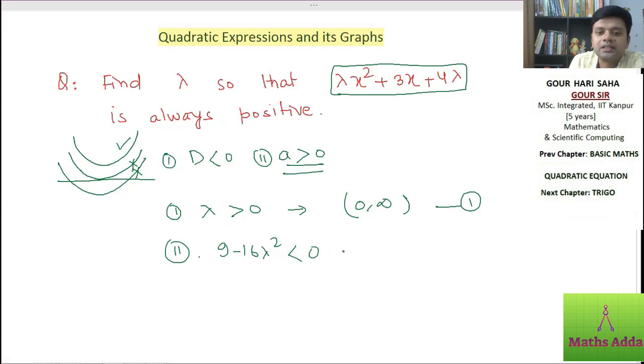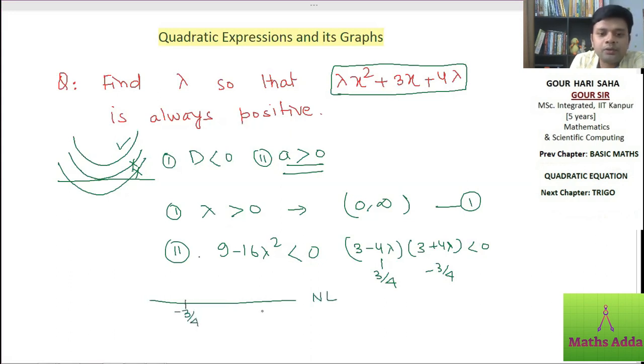How to solve this? Using the sign scheme. You will factorize it. It is 3 minus 4 lambda into 3 plus 4 lambda less than 0. Critical points are 3 by 4 and minus 3 by 4, right? Now plot the number line and apply the sign scheme: minus 3 by 4, 3 by 4. Lambda square has a negative sign, so it should start with negative, then positive, then negative, right? Now you are looking for less than 0, negative, this means this and this. So the answer is minus infinity to minus 3/4 open, union 3/4 to infinity open.